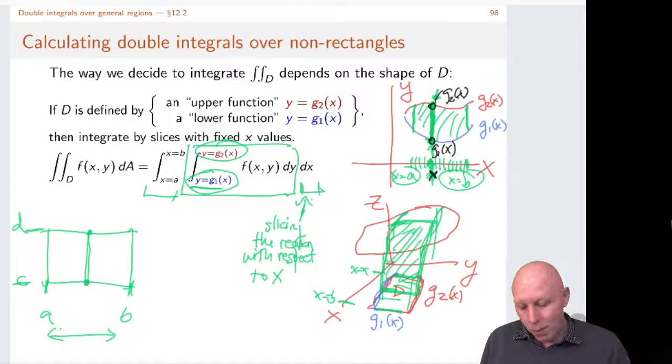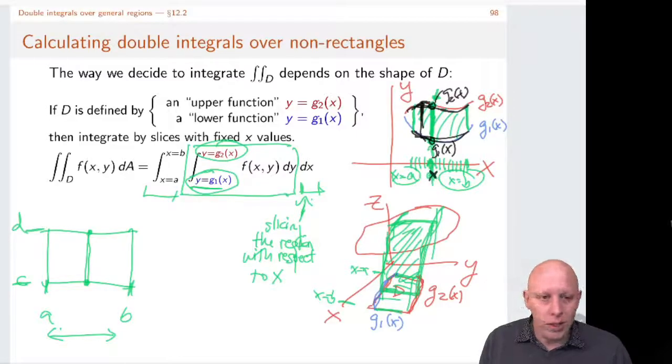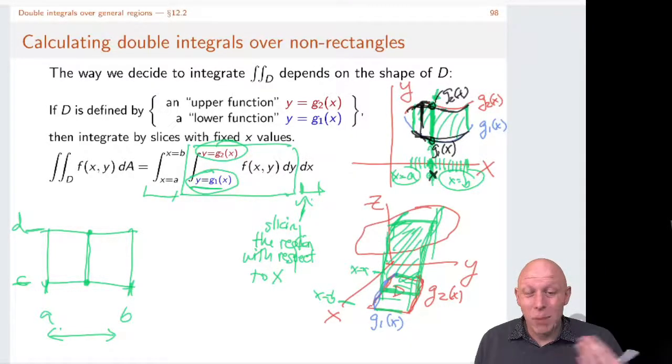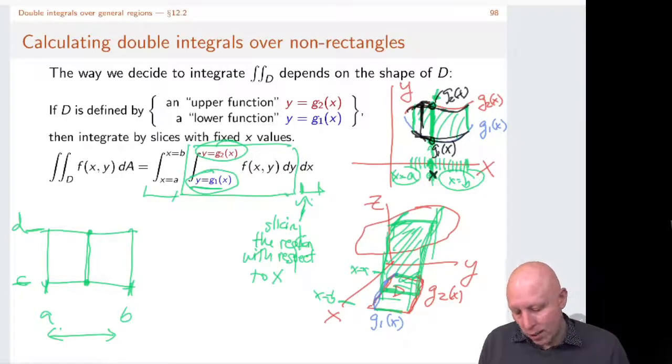All right, so that's what happens if our region is oriented in such a way that every slice that we take, no matter what x we are, we always have this as the upper bound, g2, and this as the lower bound, g1 of x. This is going to be called a type 1 region. They just gave them these names. This is type 1, the next one will be type 2. But this is just saying we need to do vertical slices, slicing with respect to x.